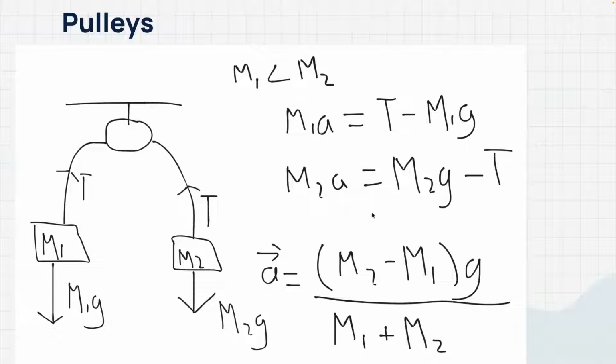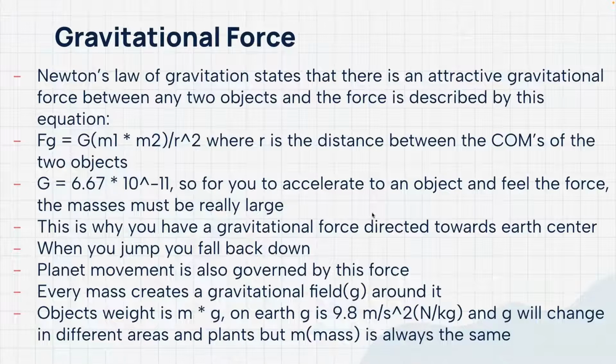Gravitational force. So Newton's law of gravitation states that there's an attractive gravitational force between any two objects, and the forces will be described by this equation shown. Fg is equal to G m1 times m2 over r squared, where r is the distance between the center of mass of the two objects. And also note that Fg is also equal to m multiplied by lowercase g, and that lowercase g we'll go over later. And the big G is just a constant, and it's on the equation sheet.